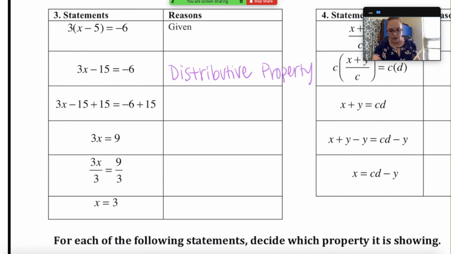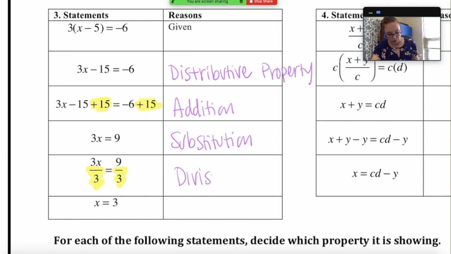Okay, what's new now? Well, let's see, I see a plus 15 on both sides. So that's the addition property of equality. And that leaves us with 3x equals 9. So that's your substitution property. Okay, what's new now? They're dividing both sides by 3. So that would be your division property of equality. And then you're left with x equals 3. That's substitution property again.